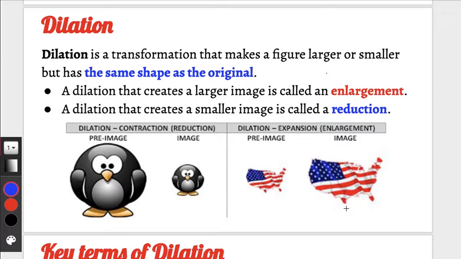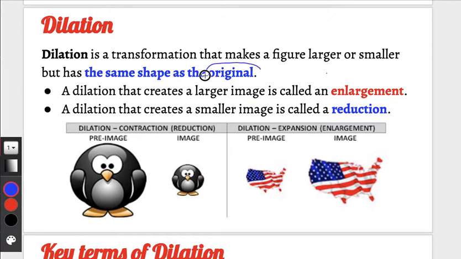Dilation is a transformation that makes a figure larger or smaller, but has the same shape as the original. You can definitely pause here and take notes, so it will be easier for you to review this concept in the future. And also, as we mentioned here, it has the same shape as the original.